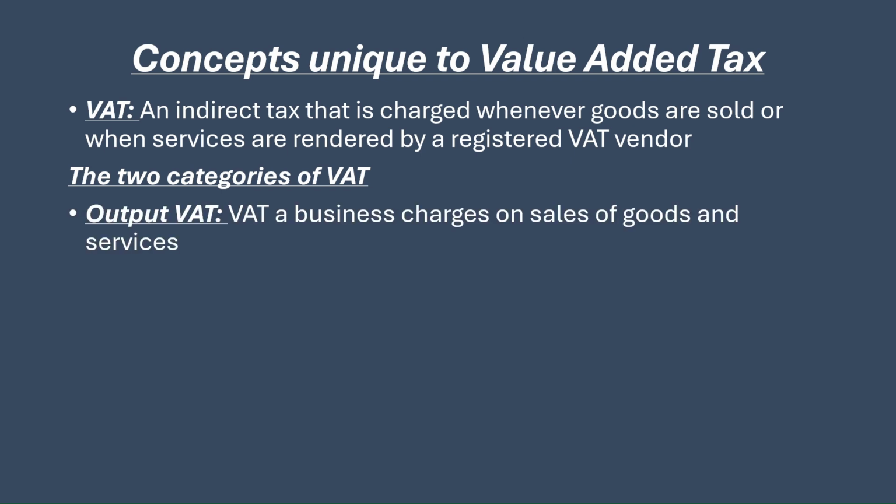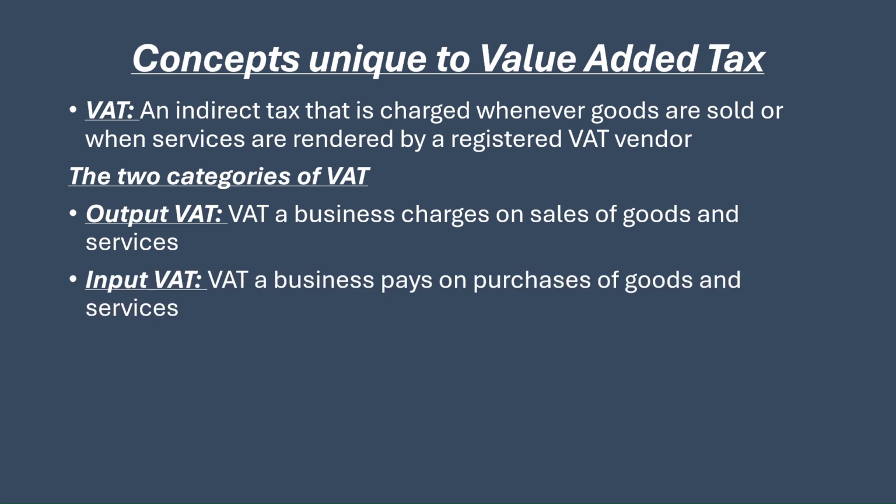The first one that we have is output VAT. What is output VAT? Output VAT is VAT a business charges on sales of goods and services. So this is VAT that is charged by your Pick and Pay, your Clicks, your Discount, all of those businesses. That is what we call output VAT, right?